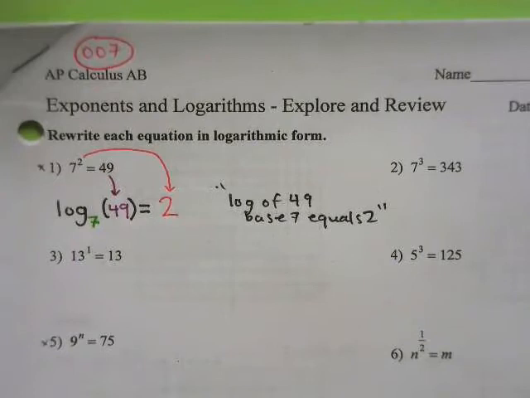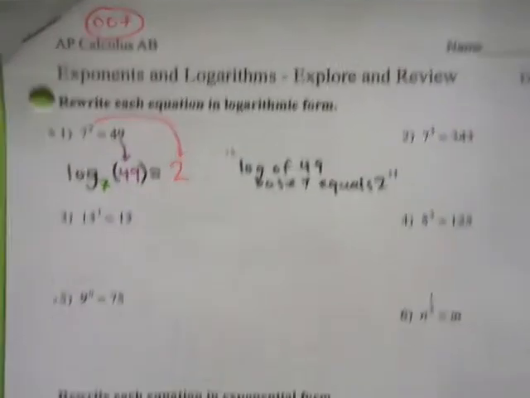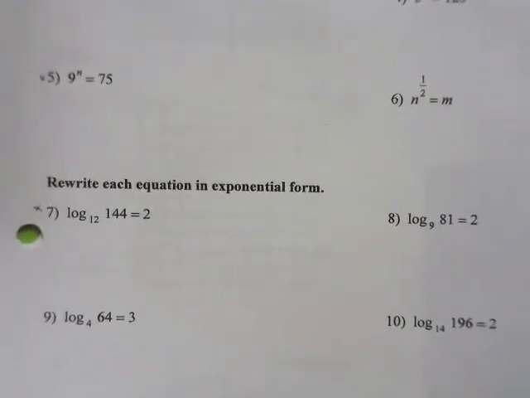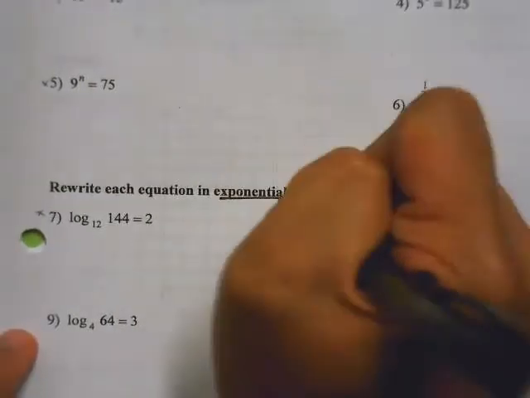So this is your log form. And it's pretty much similar for numbers 2 all the way to 6. And so let's jump down to number 7. You have it in log form. Please write it back into exponential form.